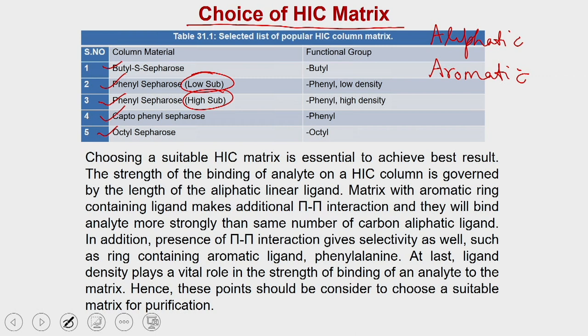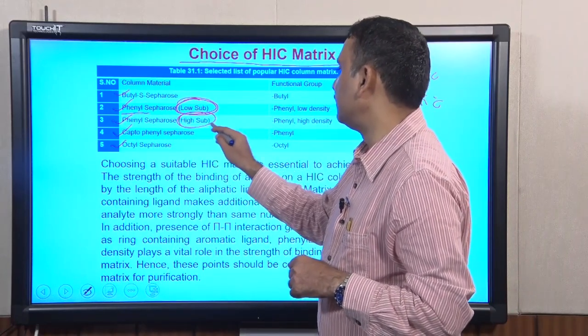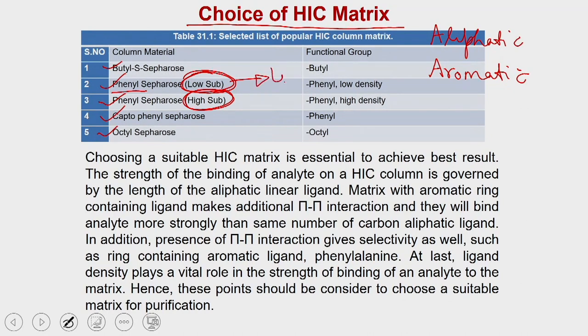In some cases you can have benzene-based aromatic ligands, and what you see is that we have two variants, low substituted and high substituted, which means this is going to have a low amount of ligands attached to the beads, whereas this is going to have a high amount of phenyl groups attached to the Sepharose beads. That's why this column, the phenyl Sepharose low substituted, is going to have the lower affinity for hydrophobic interactions, whereas this is going to have the higher affinity. So you can choose the suitable matrix which is essential to achieve the best results.